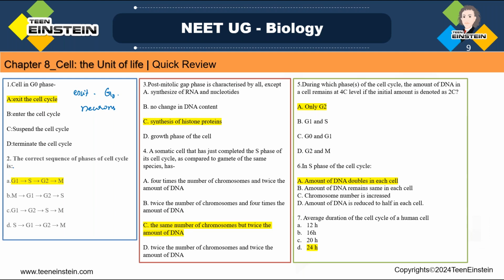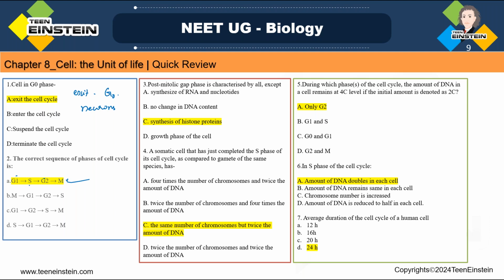Moving to the next question: the correct sequence of phases of the cell cycle is... The diagram I told you about while learning should always be in your mind. Which is the correct sequence of the cell cycle? G1, then S, G2, M. The first option is the correct option. First is growth 1, then it goes to the synthesis phase, then the G2 phase, then the mitotic phase. Clear? G1 and G2 represent the first and second growth phases.